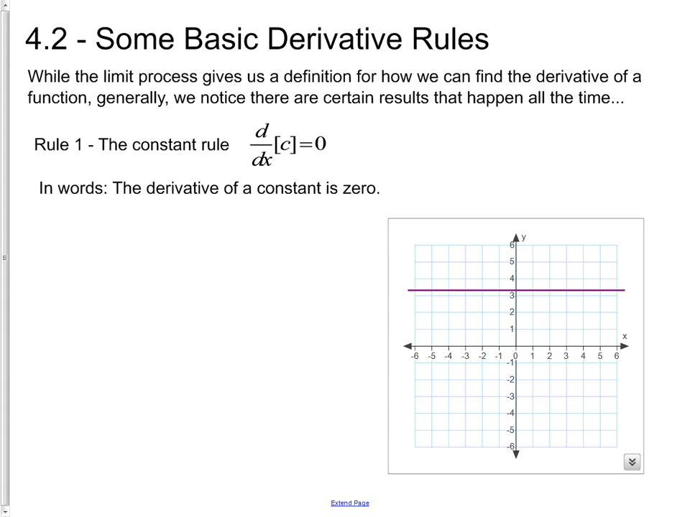But while that limit process gives us a definition for how to find a derivative of a function generally, we notice there are certain rules for things that happen all the time. For example, what happens when we have a function that is a constant? Well, we can go through and establish this with our limit definition.